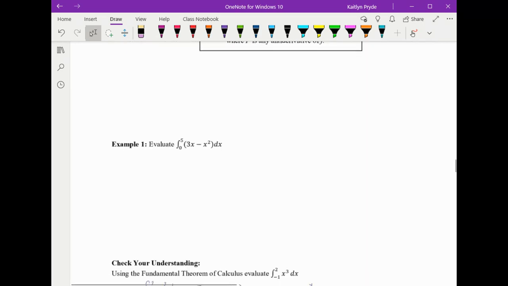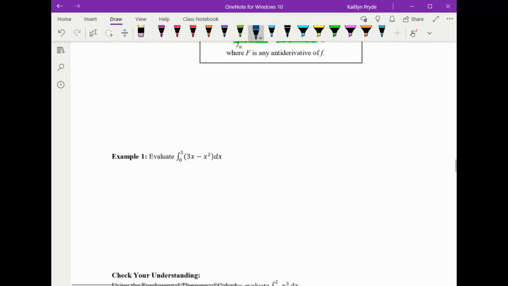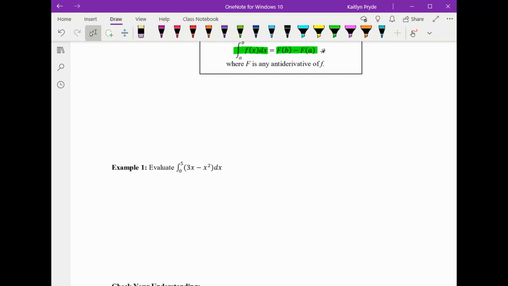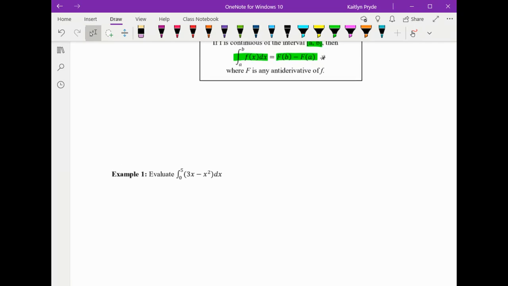Example 1 says, evaluate the integral from 0 to 5 of 3x minus x squared dx. The first thing I'm going to do is work it from our understanding of 10.1. We're going to do one like this and a check your understanding, and then we'll put them together. So here we have the integral from 0 to 5 of 3x minus x squared dx.